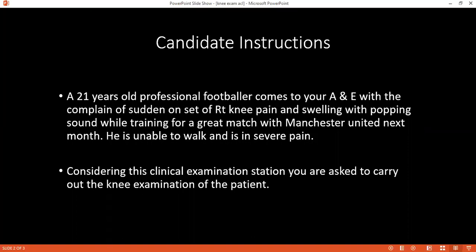My examination will start with him standing. I will inspect him from the front, from the side, and also from behind. I'll be looking at whether there's any asymmetry in the limbs, in the knee. For this particular patient, the right knee is swollen, so there will be some asymmetry. I also want to look at the bulk of the muscles, the quadriceps, the glutes, when I'm looking at him anteriorly. I'll look at all the bulk of the muscles, both from the thigh and the legs.